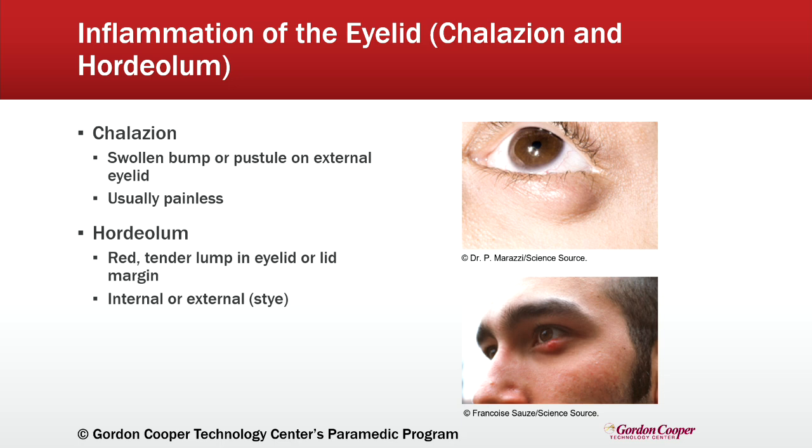These two look similar in some ways, but if you look at the picture on your slide, the top one, the chalazion, is more of a bump, kind of under the eyelid, whereas the other one is more pimple-like. The stye is more pimple-like.